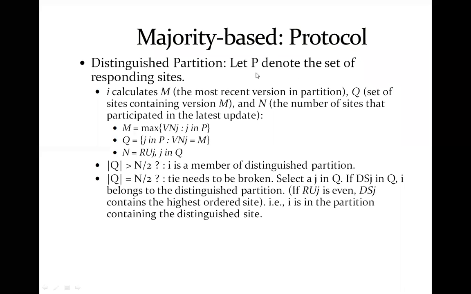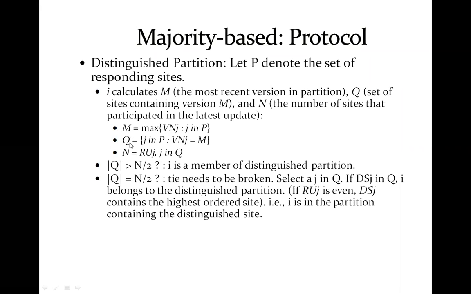Suppose three sites have responded. Out of those three sites, which one is the maximum? So that maximum M is equal to the max value of the version number of site J, where J is in P. What is P? P is the set of the responding sites. Suppose three sites, so P will have three elements. If two sites have responded, P will have two. So out of the sites that have responded, we designate the maximum version number as M.